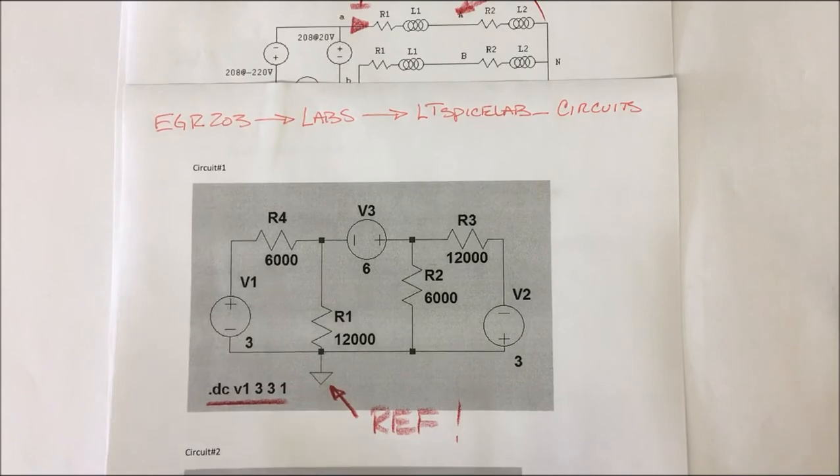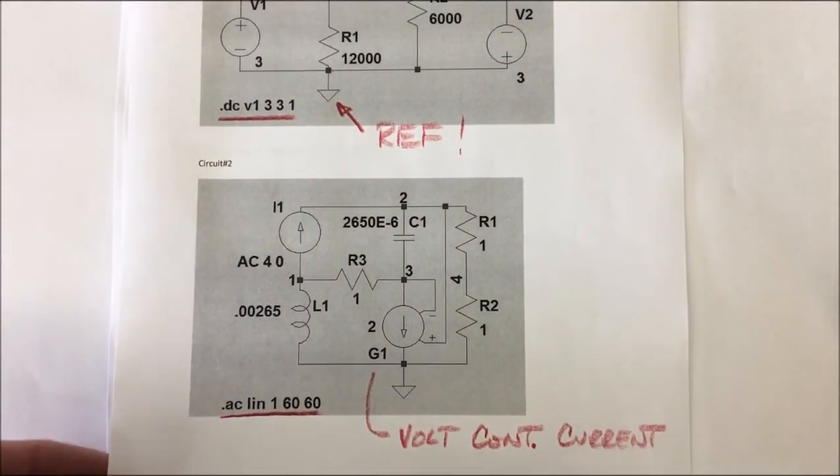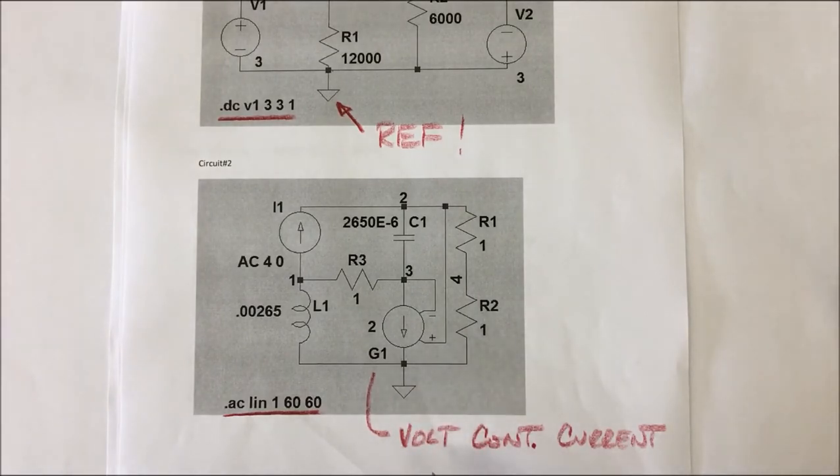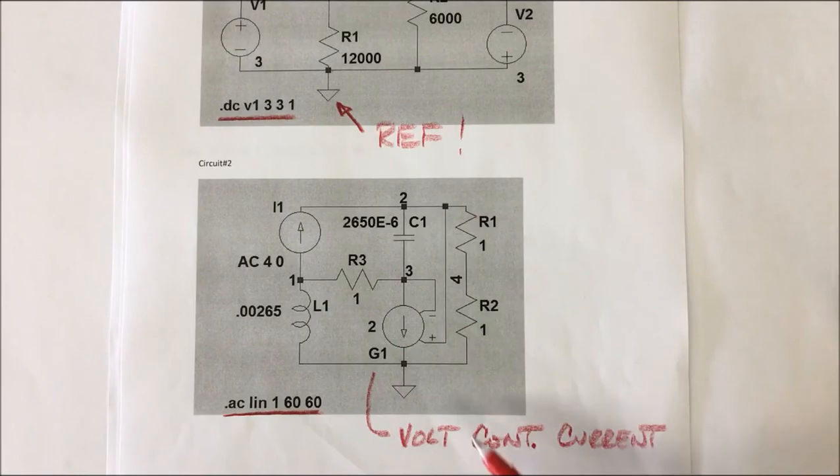Moving on to the second problem, you will see that we have the voltage-controlled current source, so we put where the sensing voltage is for that, and then we've got that with the G, that's the designation, and you can look that up in the elements. And again, this is how we get it to run at 60 cycles.